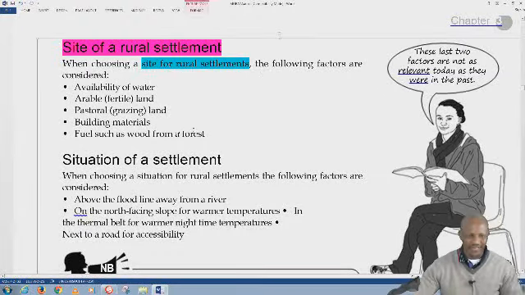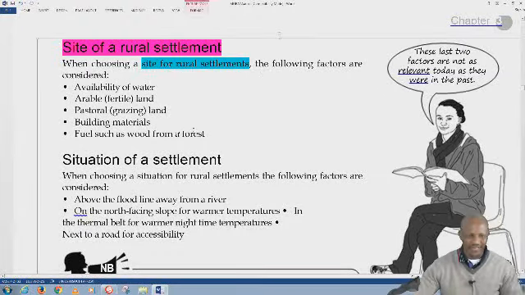If I'm a stock farmer, then I must also make sure that there's enough pasturage, the grazing land for my cattle, and I must make sure that there are building materials where I'm going to stay. Very important, last one, there must also be fuel or wood, that you get in that area.